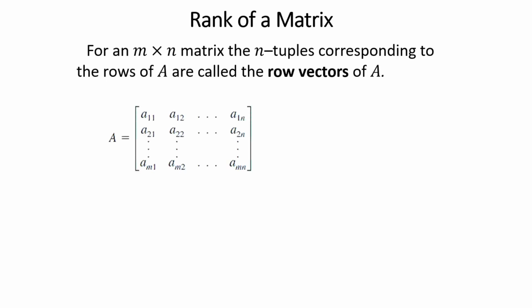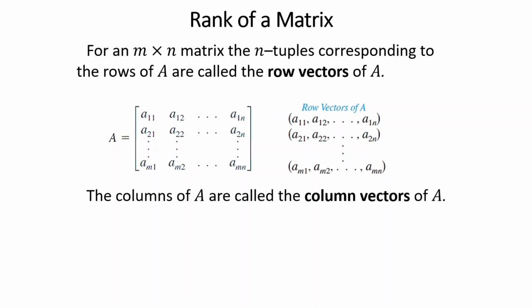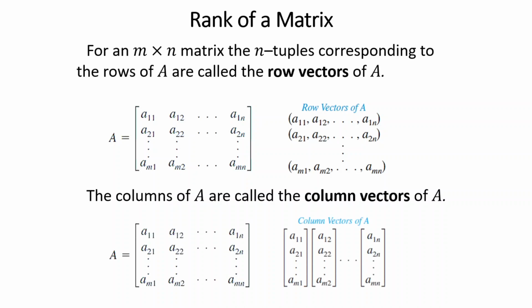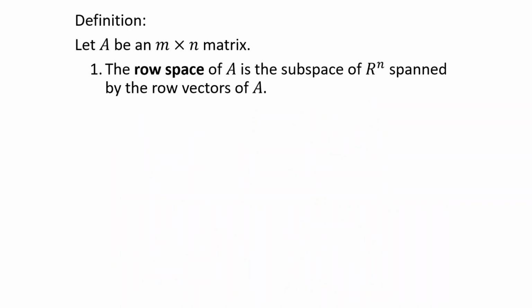That is, if we have this matrix A, then the row vectors of A are the following. Okay, and also the columns of A are called the column vectors of A. So again, given this A, the column vectors of A are this. Now let us have the definitions of row space and column space.